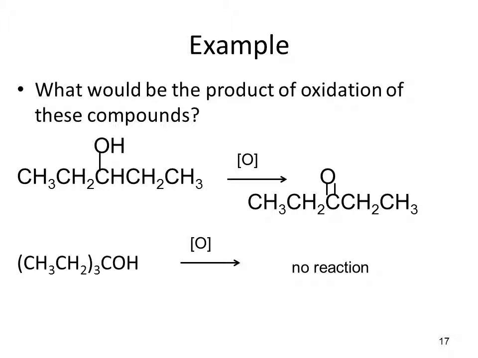If I look at the next compound, you can see that the carbon on which the hydroxyl group is attached has 3 carbon chains on it. This compound is actually called 3-ethyl-3-pentanol. If you draw it out, you might be able to figure that out. Now, when this is oxidized, since there is no hydrogen on the carbon to which the hydroxyl group is attached, no reaction can occur.